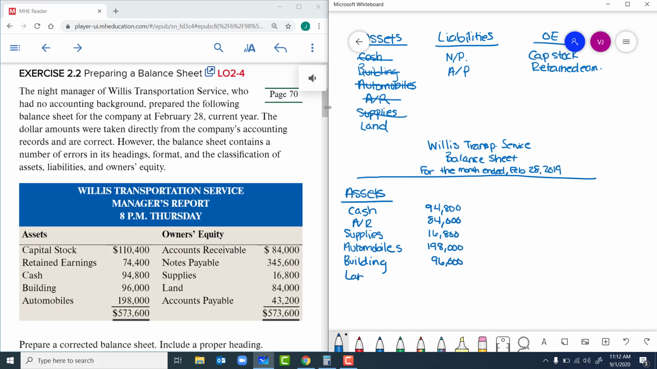And then land. But really, land and building, these can be interchanged. When we're talking about liquidity, it is more relevant to things like cash, accounts receivable, inventory, supplies. But when you're looking at vehicles, buildings, land, usually those are listed last. The order isn't that important, but usually you'll do building before land. Land has a balance of $84,000. So now we can find our total assets.